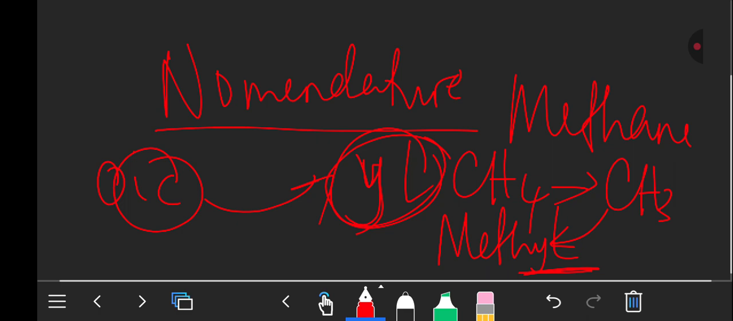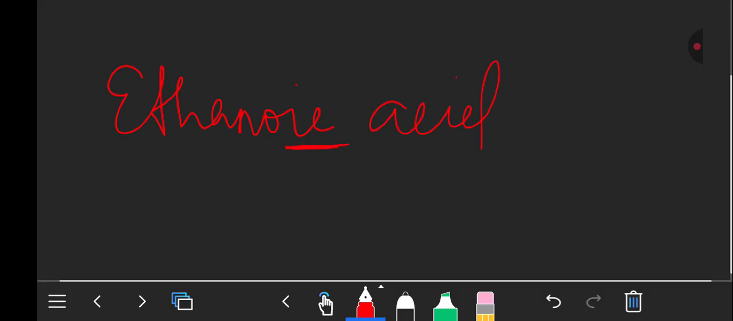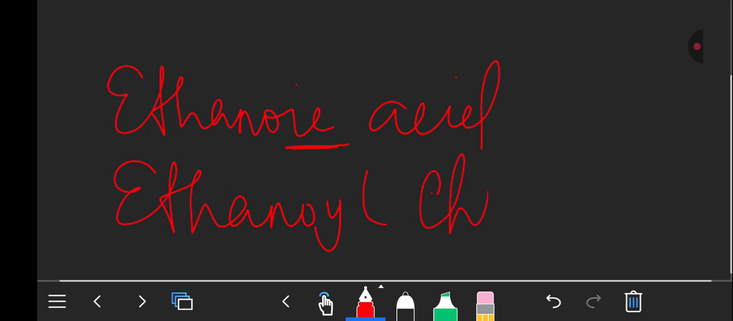Okay, so if it was maybe ethanoic acid, for example, we'll remove the IC, so it will be ethanoyl. Then we put the name of the halide which has bonded with this acid, so it could be chloride, or it might be bromide. You see, right? So let's understand some nomenclature.